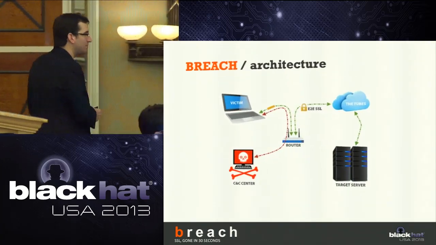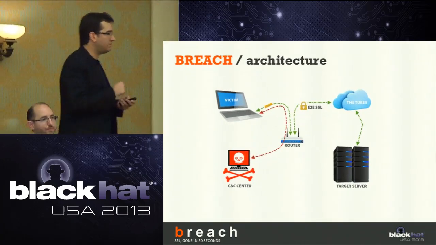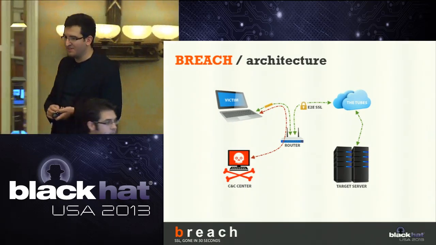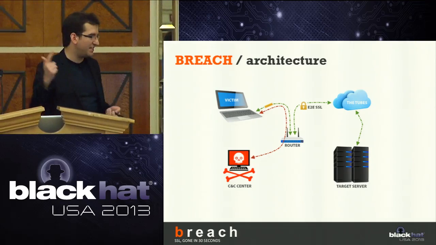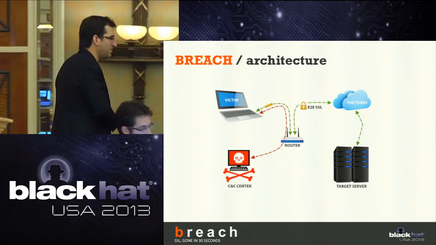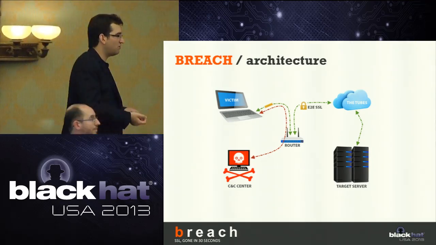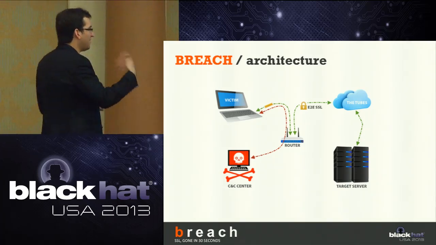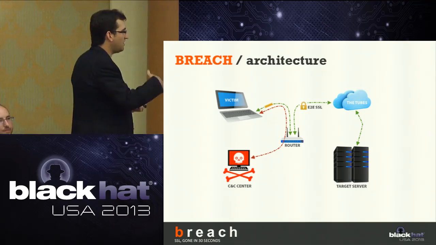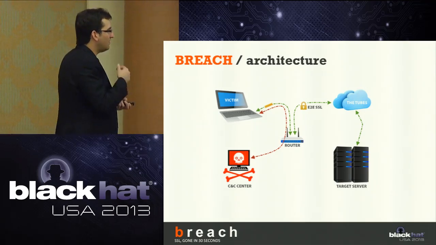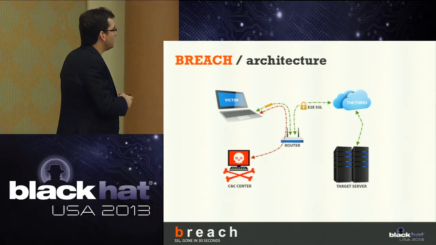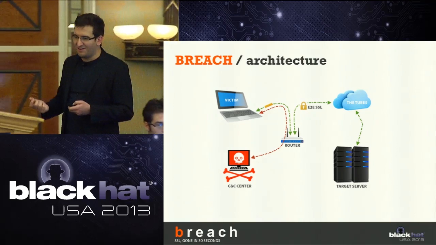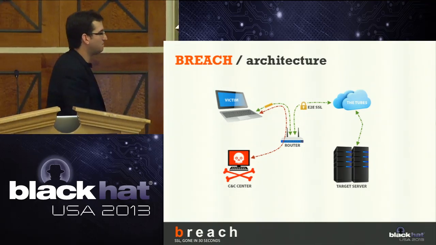Now, BREACH. What is the architecture for BREACH? There are four critical pieces. We need to have a victim. We need to have an attacker. The attacker and the victim happen to be in the same network. There's a command and control center, which typically is operated by the attacker, doing all the math and all the algorithms. But that command and control center could be on the internet as well. But we need to see the traffic on the network. And then there's an end-to-end SSL connection all the way to the target server.